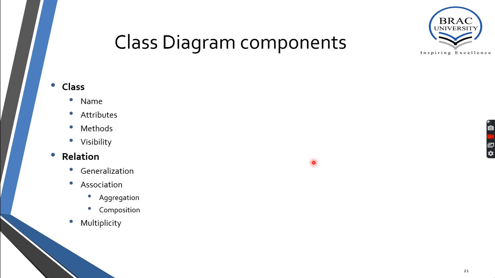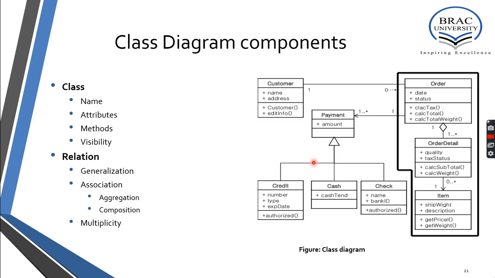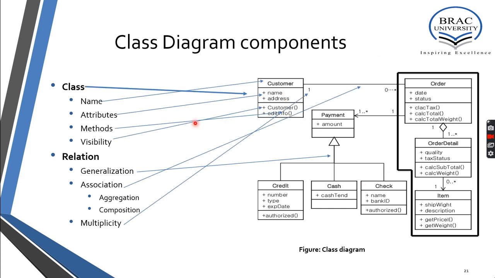The components of class diagram, there are two main components. The first one is the classes and the second one is the relations. So if you see an example class diagram, this is an exemplary class diagram. You see here we have some classes and their relations. So this rectangular box is a class, and inside the class there are some other attributes or components.